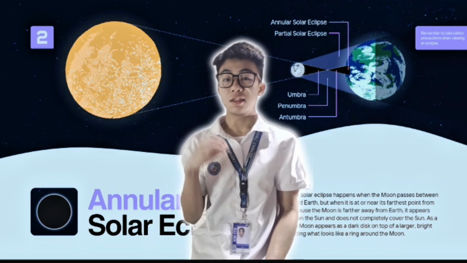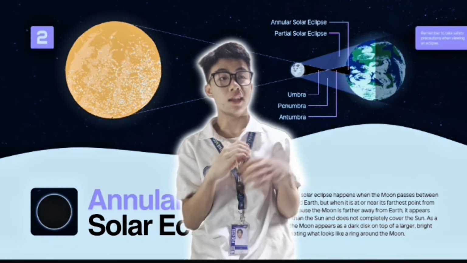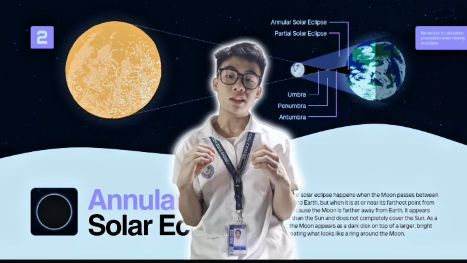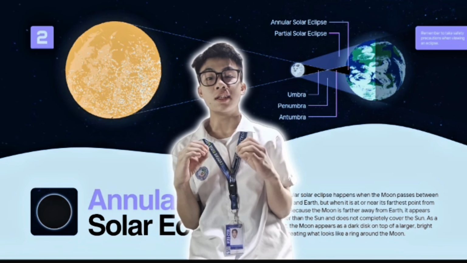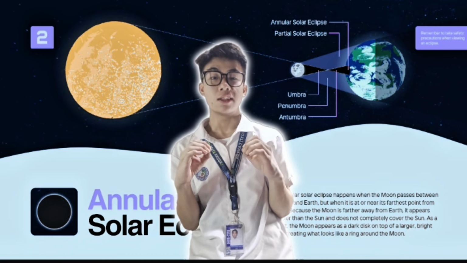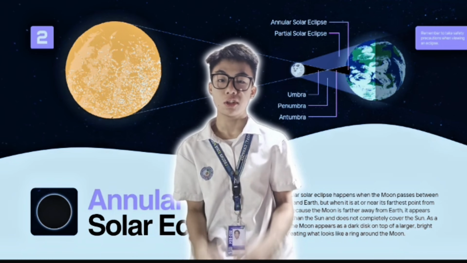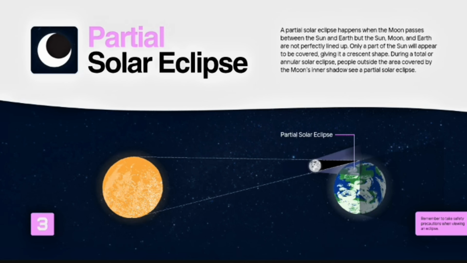So imagine this. This is our Earth, this is the Moon, and this is the Sun. But unlike the total solar eclipse, the Moon is farther away from Earth, and this makes the annular solar eclipse. Next up is the partial solar eclipse.